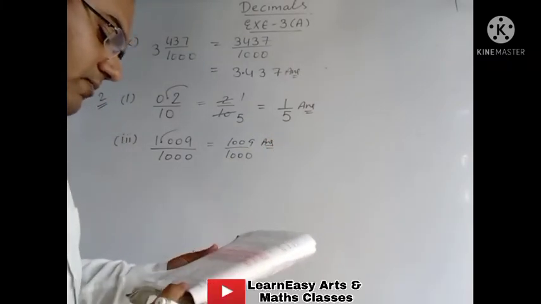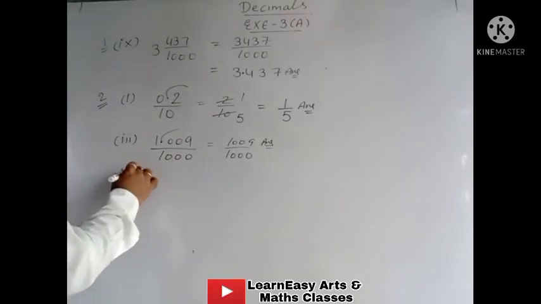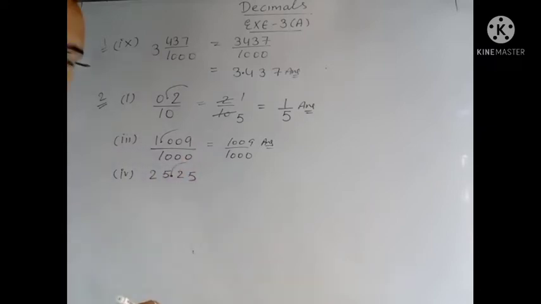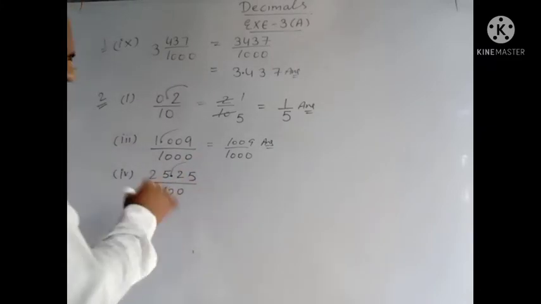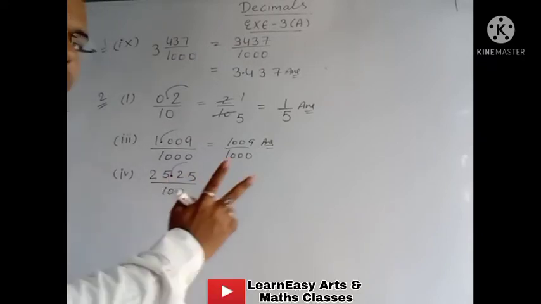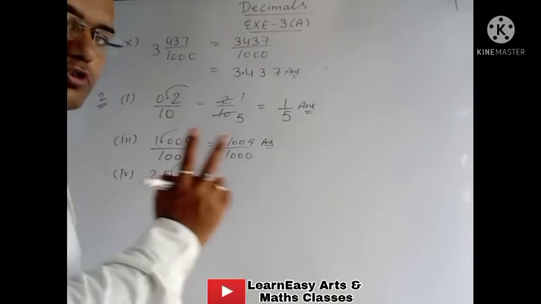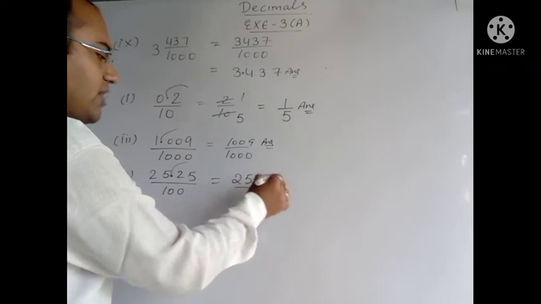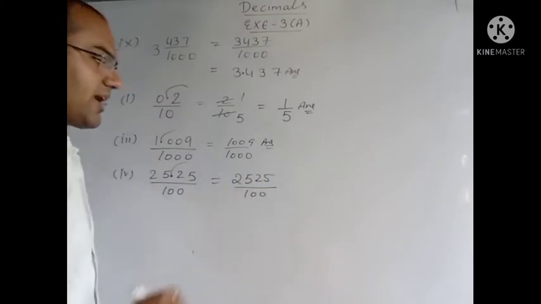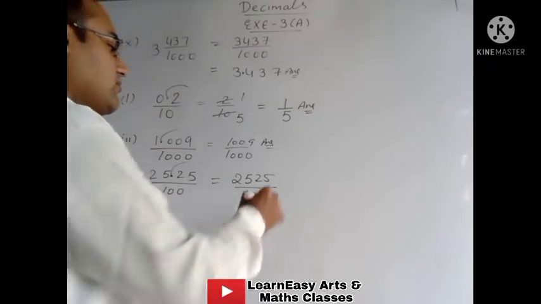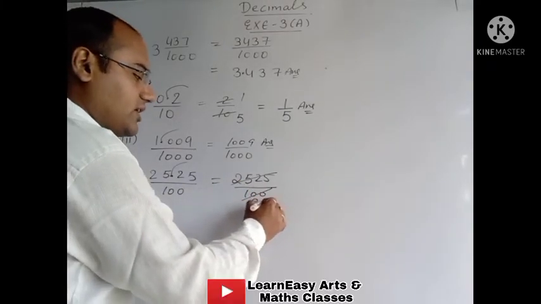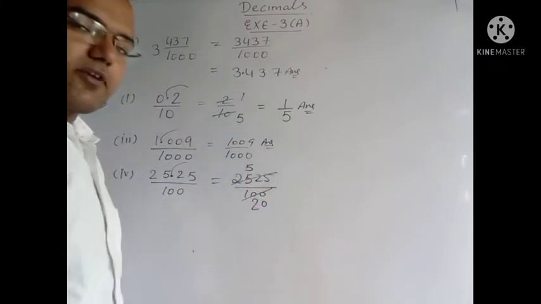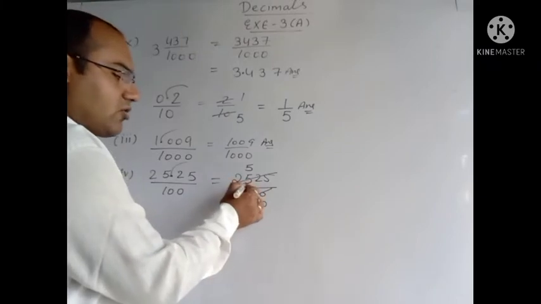Now see one more part, part number 4. 25.25. First we will remove the decimal and in the denominator we will take 100. Why will we take 100? Because on the right side of the decimal 2 digits are there. That's why I will add 2 zeros here. Now 2525 upon 100. We have to cancel these numbers with the same table. With the table of 5 we will cut it. 5 twos are 10, 5 zeros are 0. Again we will cancel with the table of 5. 5 fives are 25. Now in this the remainder is not there.